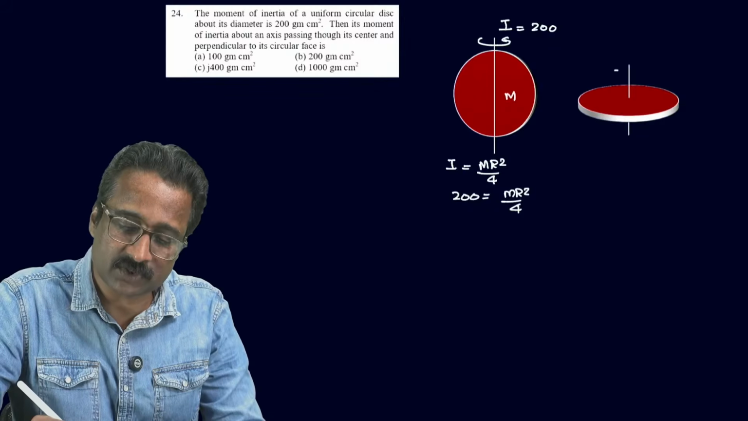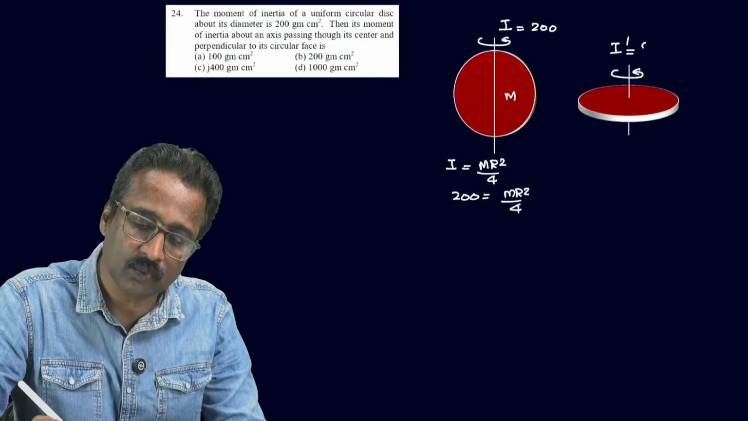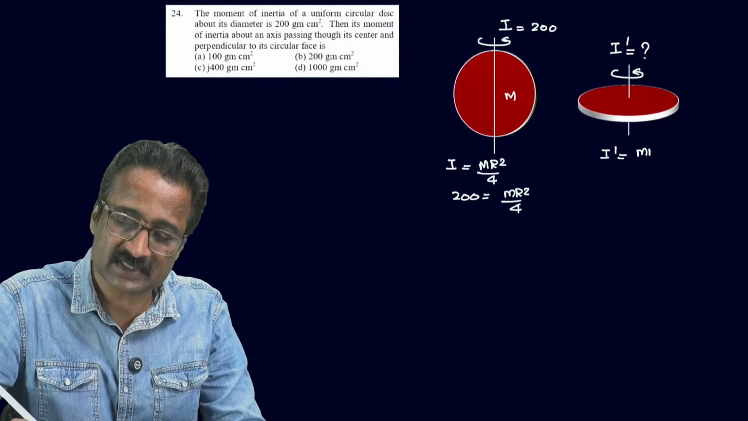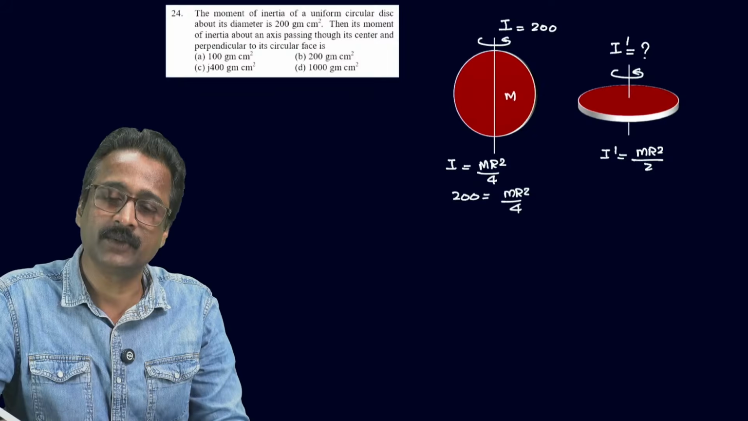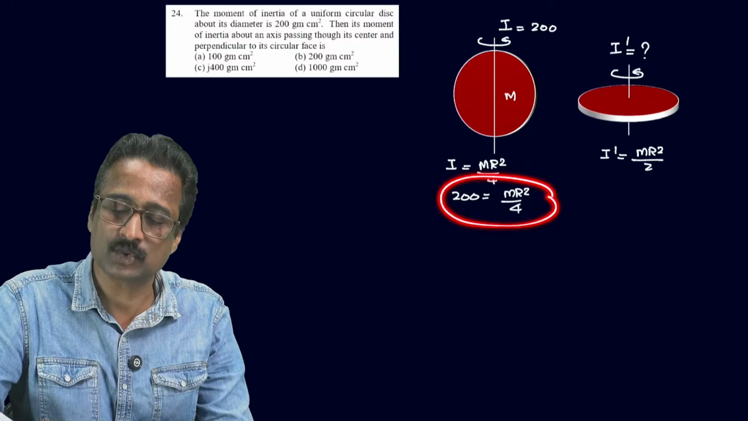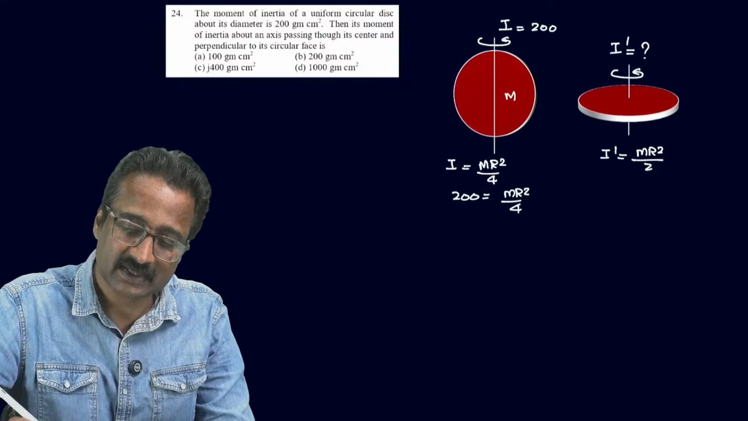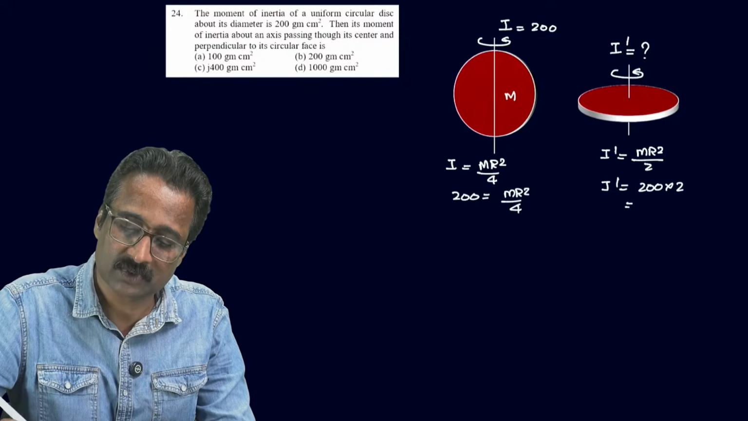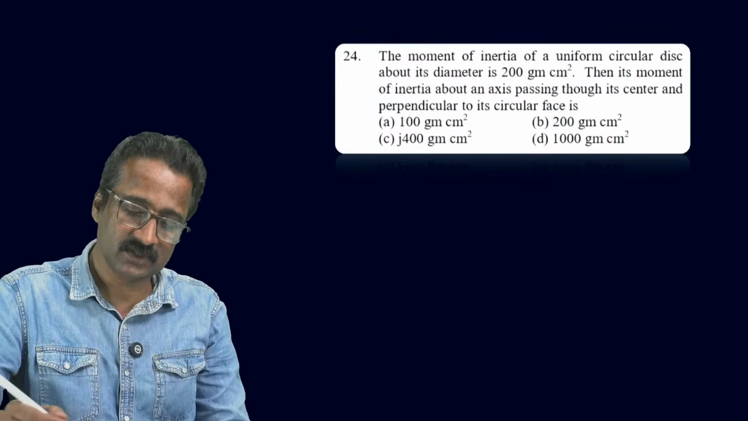Now the same disk is rotated in a different way in the next part of the question. They ask you what is the I dash now. You know that when the disk is rotated in this way, the moment of inertia is mr squared divided by 2. Now they ask you what is the value, because you know mr squared by 4 is 200. So mr squared by 2 will naturally be twice that. When you compare these two, you will see that I dash is equal to 200 into 2, which is equal to 400 units. That is the answer. 400 CGS units is the answer.